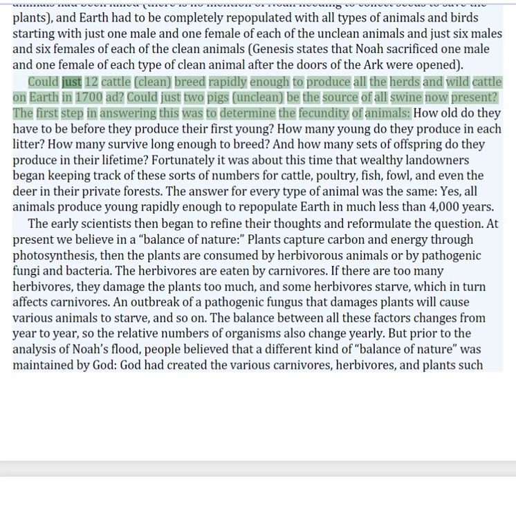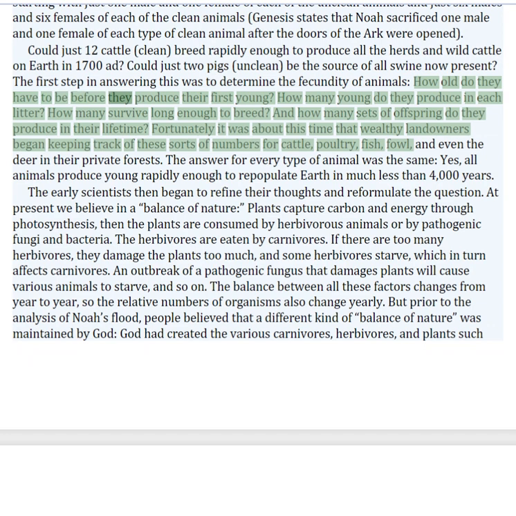Could just 12 cattle breed rapidly enough to produce all the herds and wild cattle on Earth in 1700 AD? Could just 2 pigs be the source of all swine now present? The first step in answering this was to determine the fecundity of animals. How old do they have to be before they produce their first young? How many young do they produce in each litter? How many survive long enough to breed? And how many sets of offspring do they produce in their lifetime?